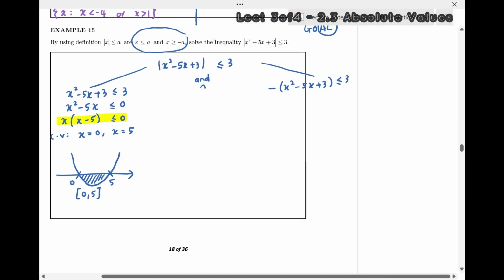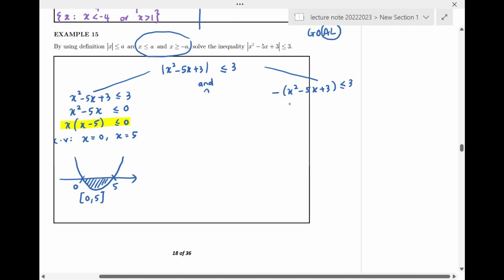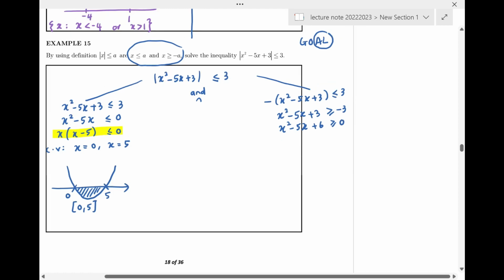So next, the second one. I'll multiply both sides by negative. So negative of x squared minus 5x plus 3, change the inequality sign, so greater than or equal to negative 3. Rearrange: x squared minus 5x plus 6 greater than or equal to 0. So again, this is a quadratic inequality. Factorize.